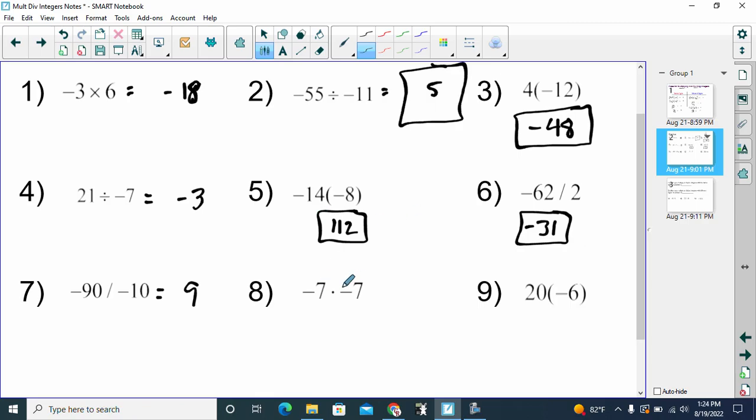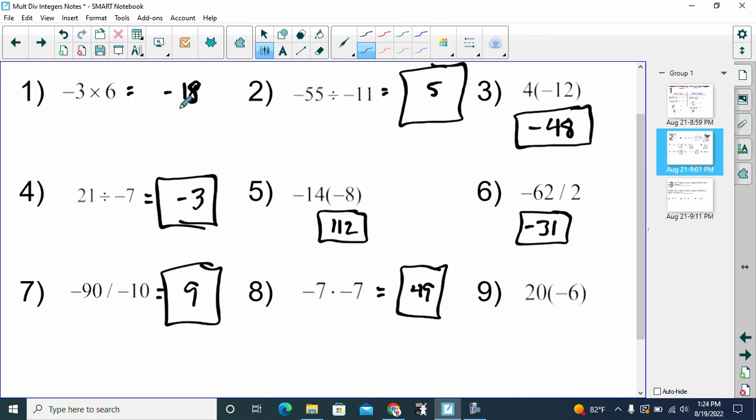Number 8, negative 7 times negative 7. 7 times 7 is 49. Negative times negative is positive 49. I don't know why I'm boxing some of these in and not other ones. And number 9, 20 times negative 6. So 20 times 6, well, we know 2 times 6 is 12. So 20 times 6 is going to be 12 with a 0 at the end. 120.